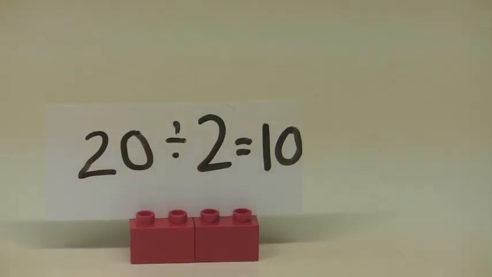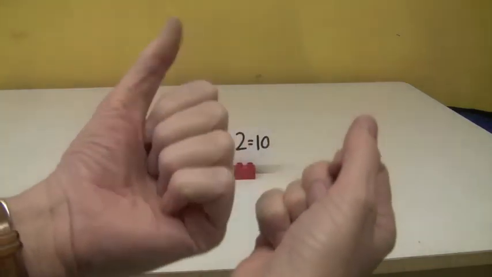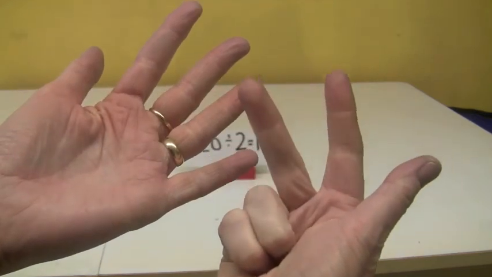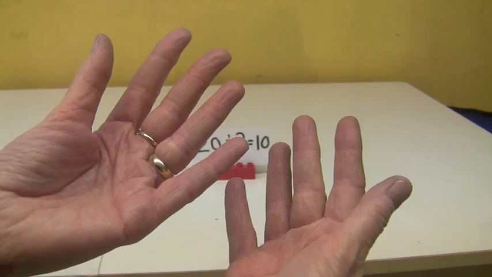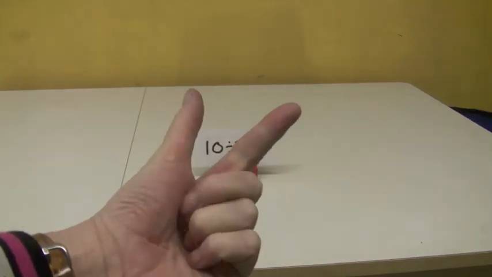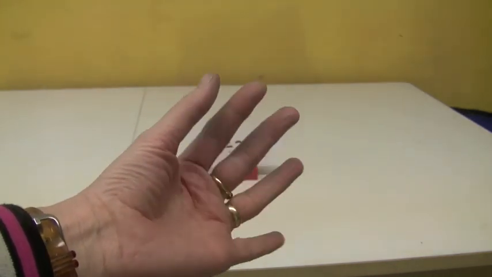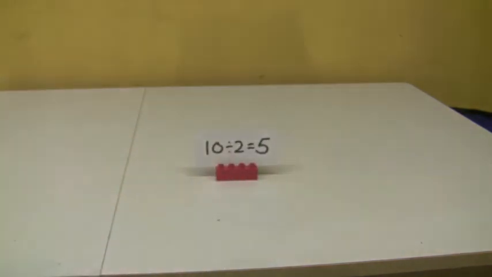20 divided by 2 equals 10. 2, 4, 6, 8, 10, 12, 14, 16, 18, 20. 10 fingers. 10 divided by 2 equals 5. 2, 4, 6, 8, 10. Counting in twos, I used 5 fingers to get to 10.